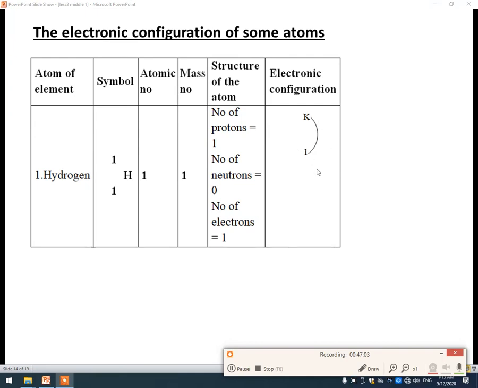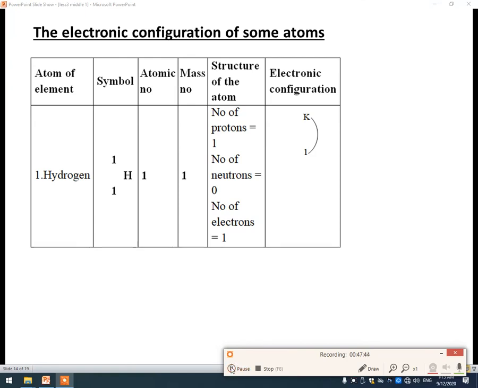Okay, how can we get the number of electrons which move in these levels? We said that the number of protons equals the number of electrons, which equals the atomic number. So here in this example, the atomic number equals 1, so the number of electrons will be 1. And we said that the K energy level is saturated by 2 electrons, and we have only 1 electron, so we will write it as it is. So the electronic configuration will be K1.